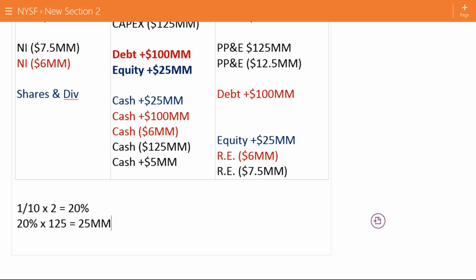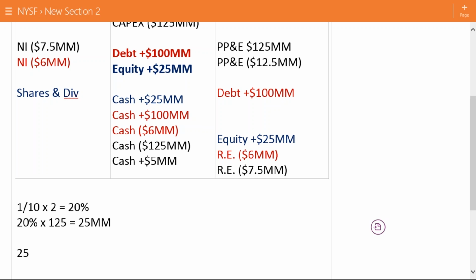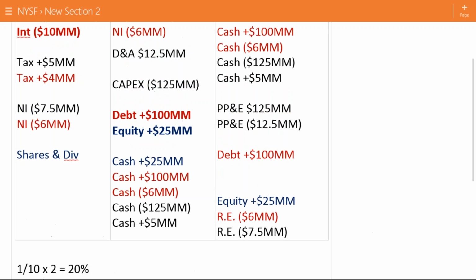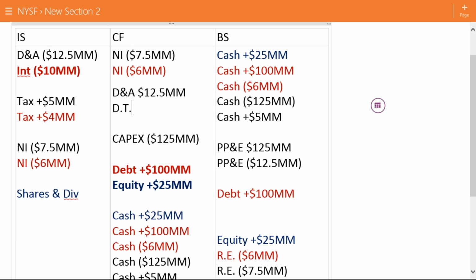Now, the formula for using accelerated depreciation to create a deferred tax liability is what? Accelerated depreciation minus the straight line, times the tax rate, equals 12.5 million times 40%, it's 5 million. So the accelerated depreciation minus the straight line times tax rate gives us the deferred taxes. What do we do with those deferred taxes? Add back in the cash flow. So that becomes an add back. So after depreciation, we have in our cash from operations a deferred tax line item of 5 million.